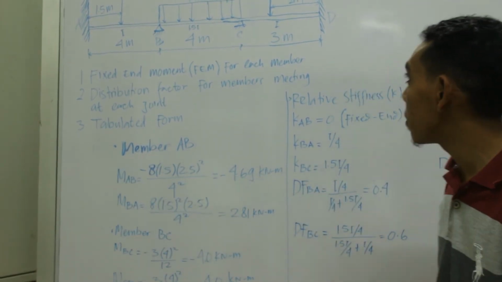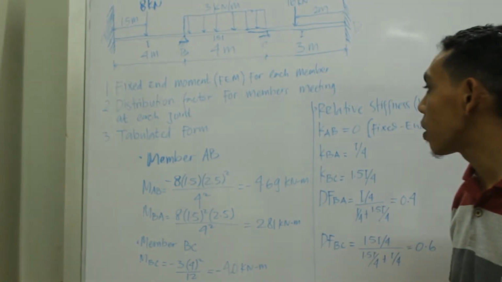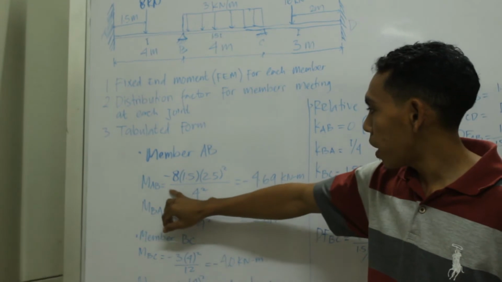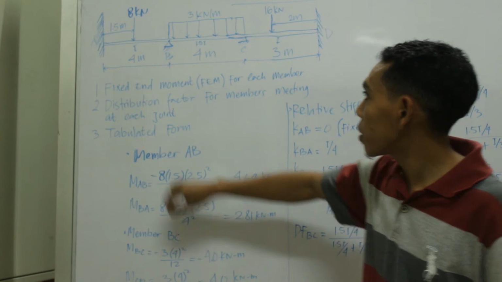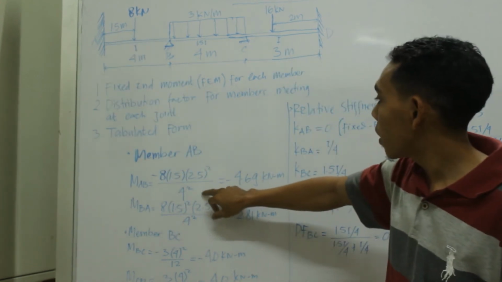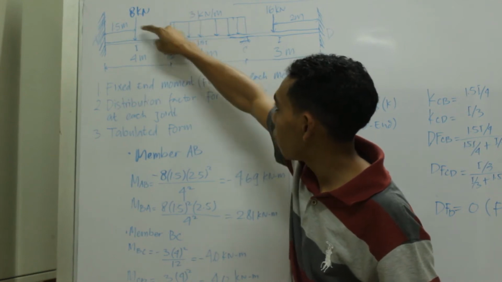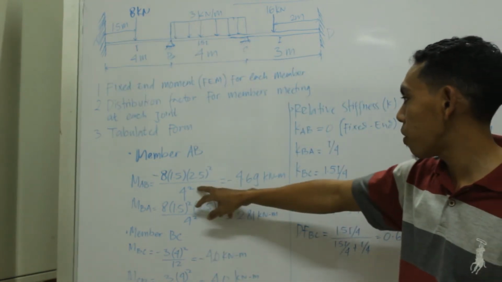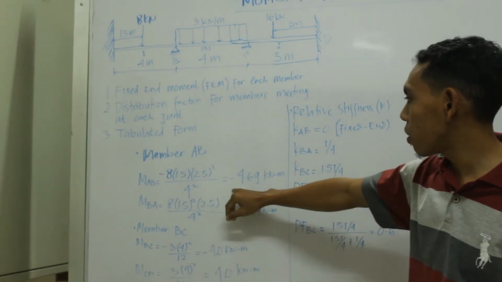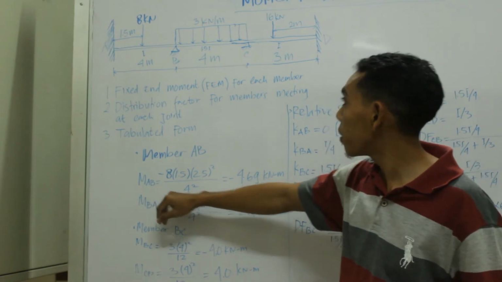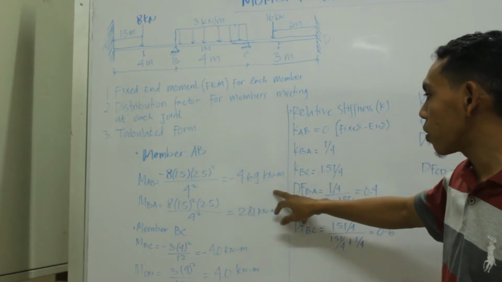We analyze member AB, which is loaded by an 8 kilonewton concentrated load. So moment AB is equal to negative 8 multiplied by the distance 1.5 meter, and multiplied by the distance from this point up to here, which is 4 minus 1.5 meter, so 2.5 meters squared, over the length 4 squared. So the moment of member AB is equal to negative 4.69 kilonewton meter.